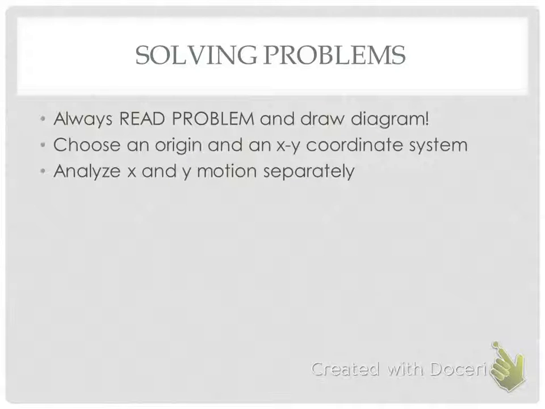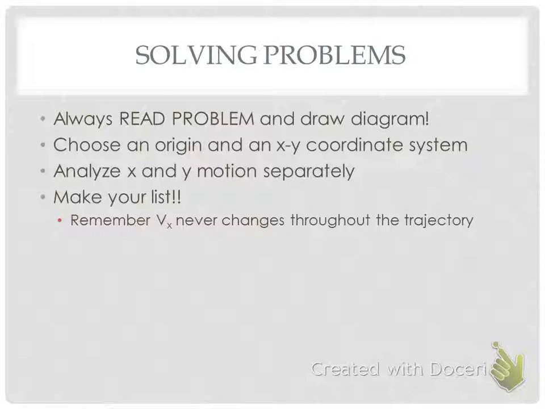We look at X and Y motion separately, make our list of our variables. If you think that you can get through these problems without listing your variables and knowing what you have and knowing what you don't have, you're probably wrong. Okay, you could prove me wrong, but I would feel more comfortable if you would just do it. Just list your variables, get used to doing that. It will make your life easier, I promise. All right, so make sure that you know what variables you have. It's going to make picking your equation a lot simpler.